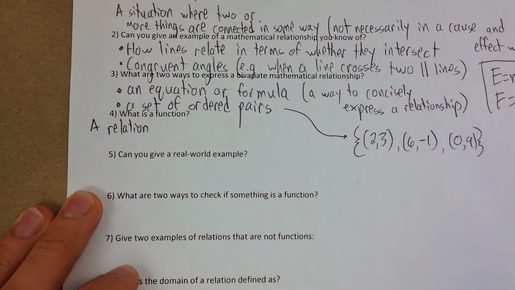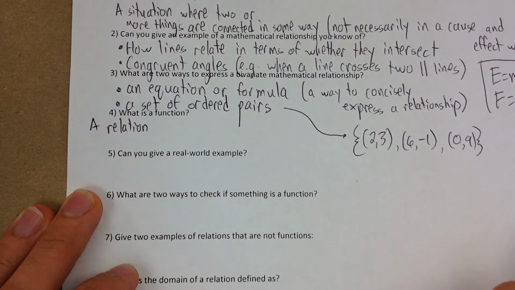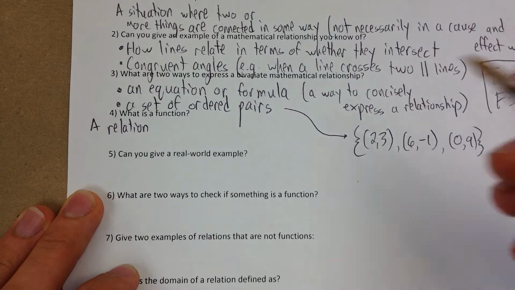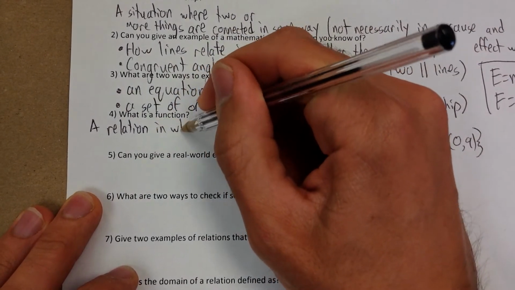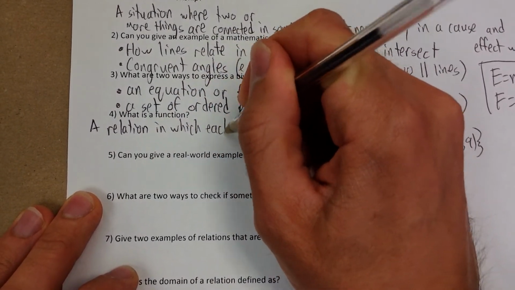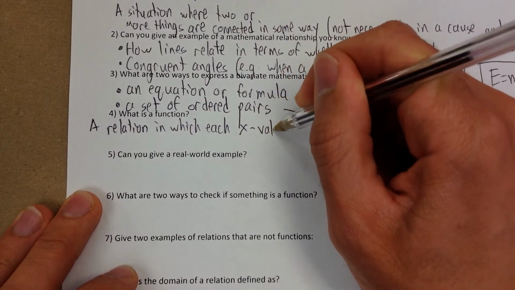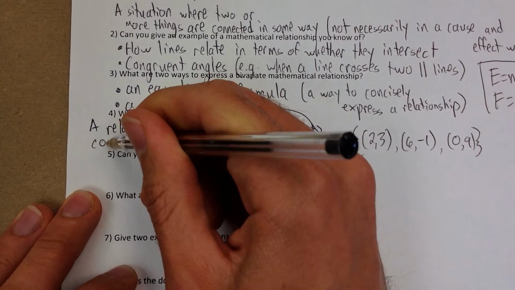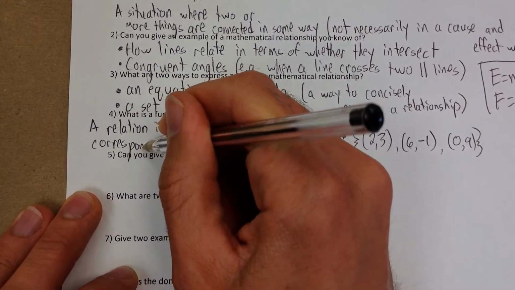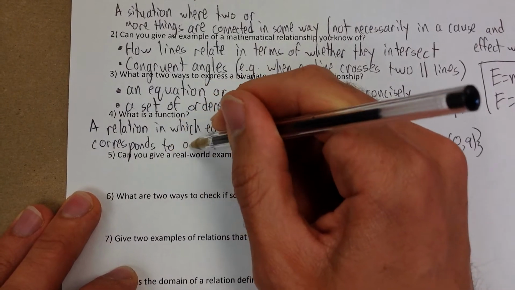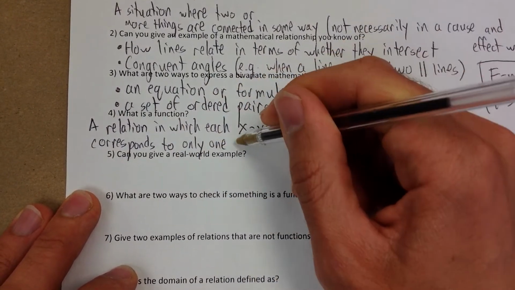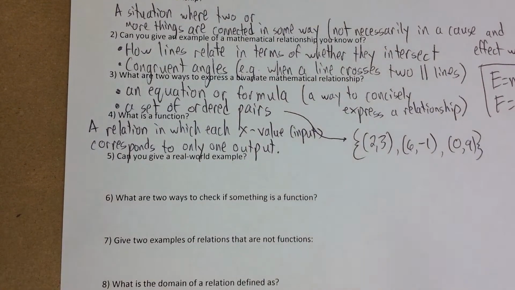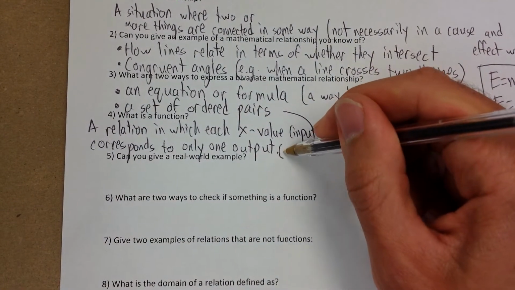So it's a relationship. What were you saying? You can't have two x values. If you see repeated x values, it's not a function. A relation in which each x value or input corresponds to only one output. So it's a relation that has a certain condition.